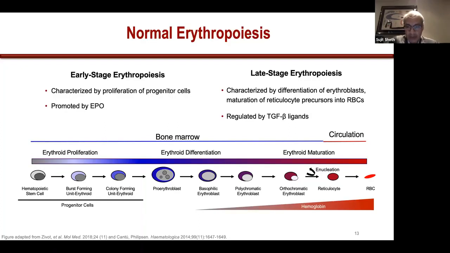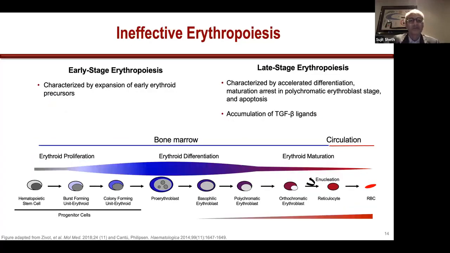Hemoglobin starts to get made about the basophilic erythroblast stage, and then as that erythroblast matures, more and more hemoglobin is formed, and the nucleus eventually gets tossed out, and the red blood cell is formed. So that's normal erythropoiesis, and the late stages are regulated by members of the TGF-beta superfamily of ligands, which will have relevance when we talk about some of the novel therapies later on.